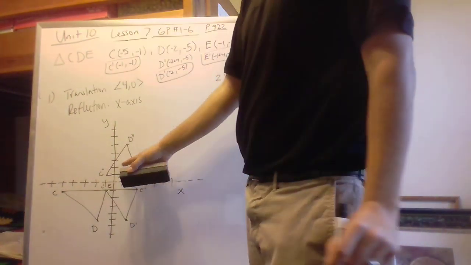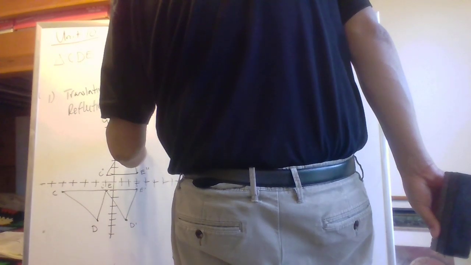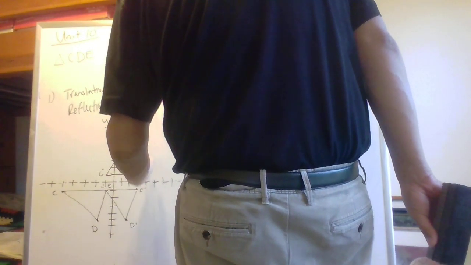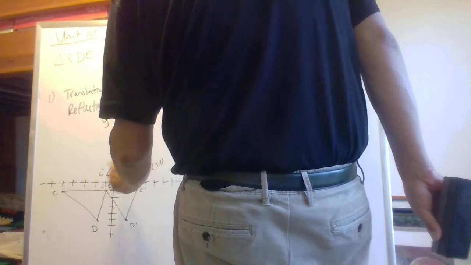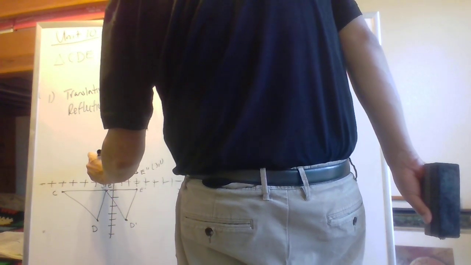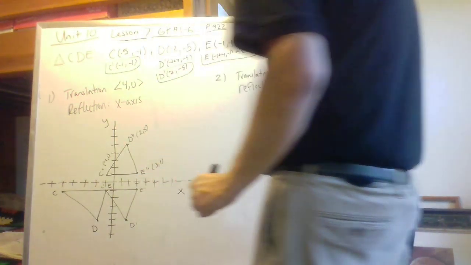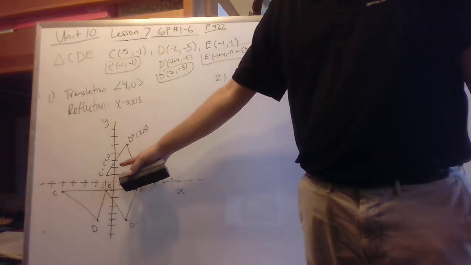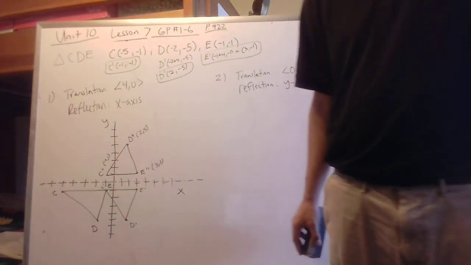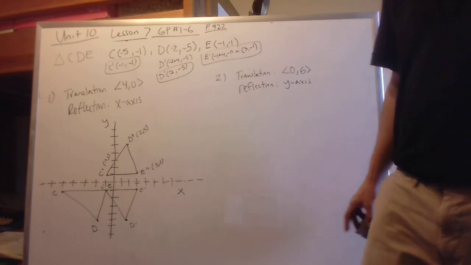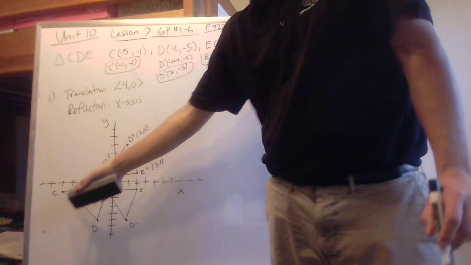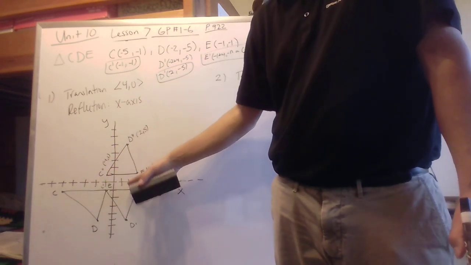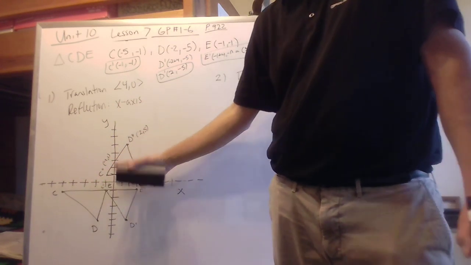So this is our final solution. So we could put D double prime at 2, 5, E double prime at 3, 1, and C double prime at negative 1, 1. So our final solution is this top triangle. Again, we took all of the points and we first translated it to the right 4 units, and then we reflected it across the x-axis like a mirror image.